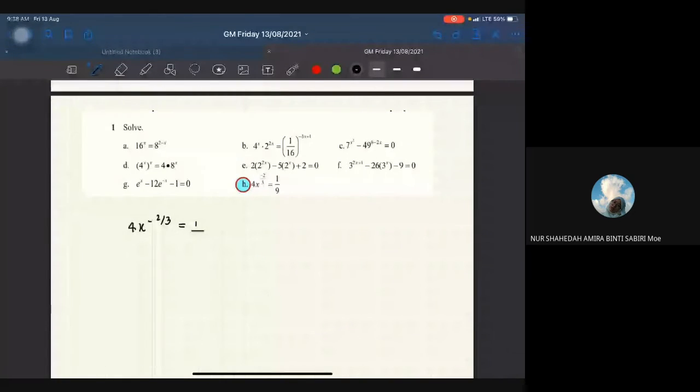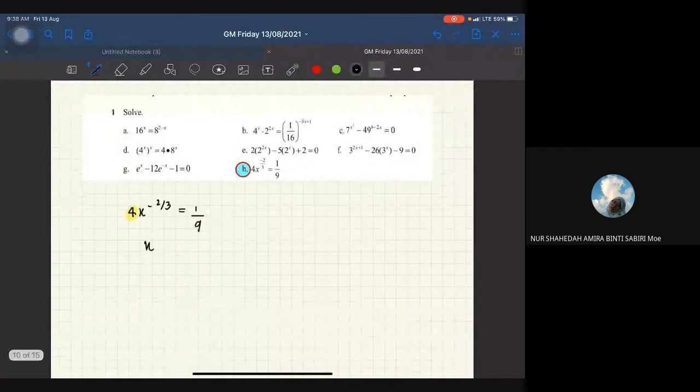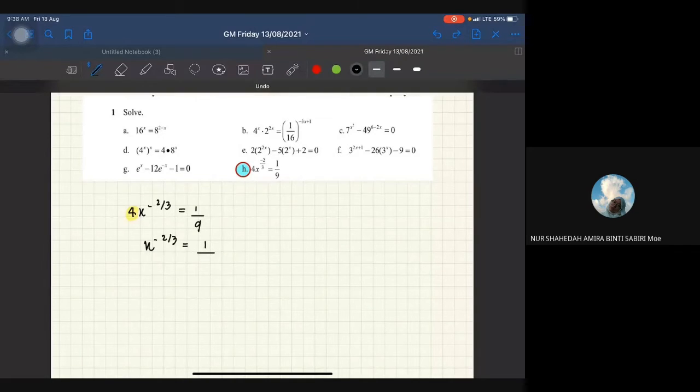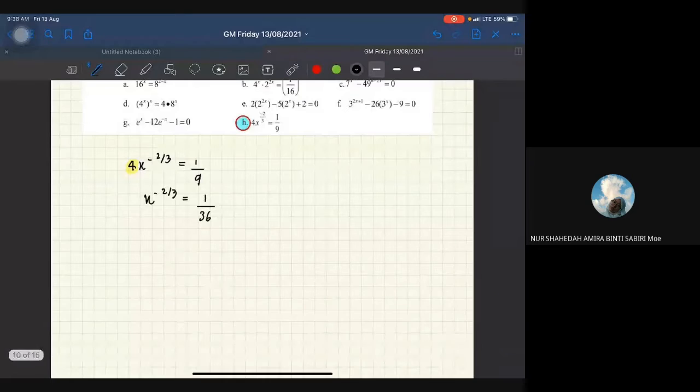Okay, so sekarang kita nak cari nilai x. Soalan suruh kita cari x tu apa? Okay, so idea saya yang pertama is saya nak pindahkan dulu 4 ni ke sebelah kanan. Saya nak bagi dia kawan dengan nombor juga. Saya tak nak bagi dia duduk dengan unknown. Dia akan jadi x to the power of negative 2/3 equal to 1/36. Sebab 4 times with 9. So you have 1/36.